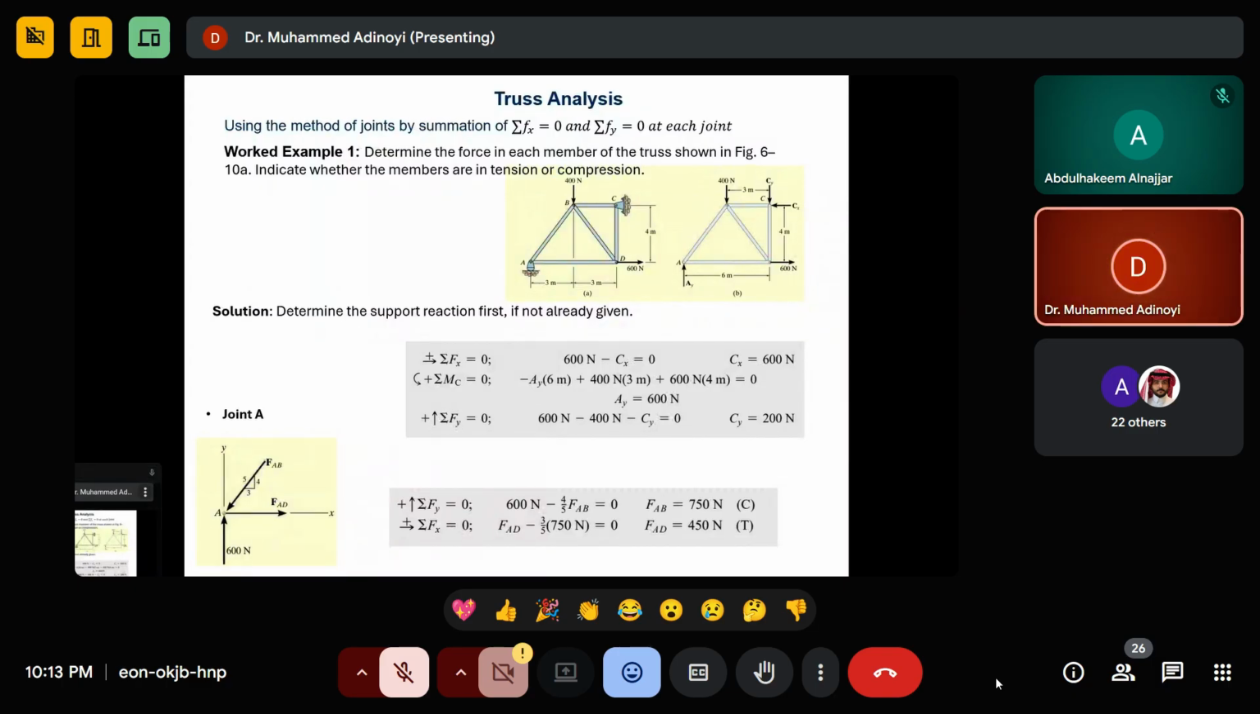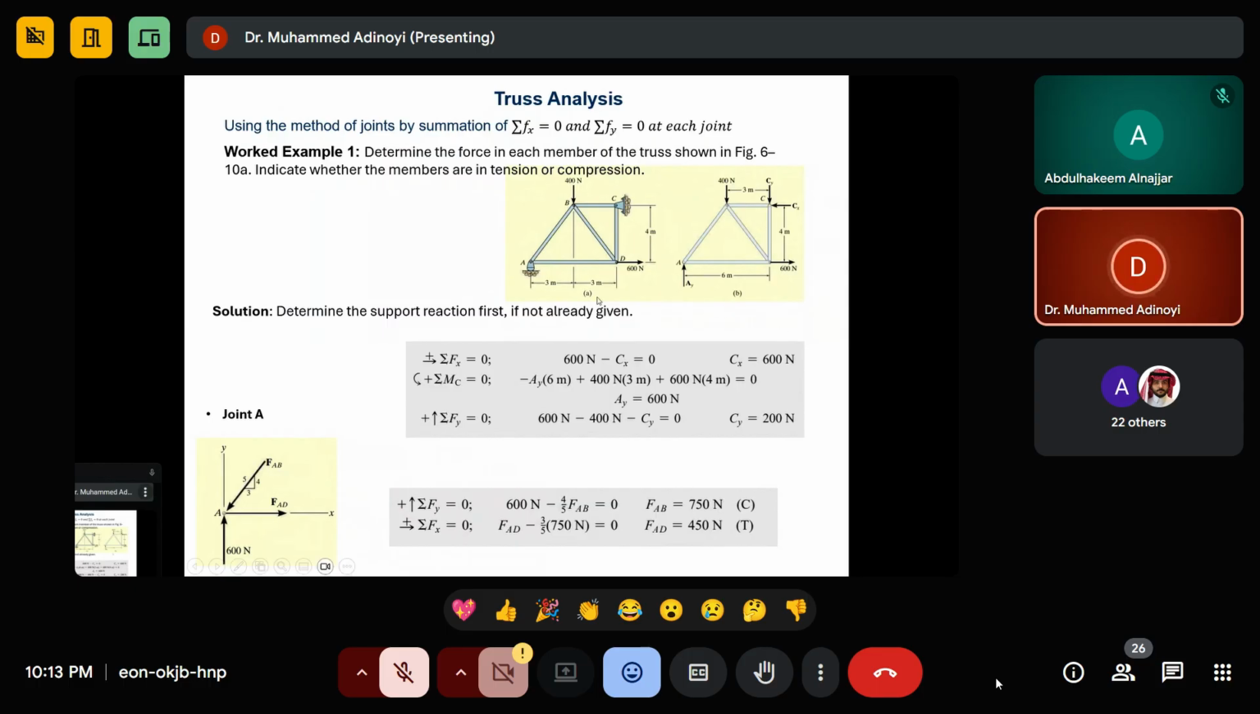You see, the basic thing is just choose. You can choose it to be tension, no problem. Choose all of them to be tension. Then, if your answer is positive, it means the direction you chose is right. But if it is negative, it means it should have been the other direction. So better we assume all the joint reactions. Even if you assume all of them, you have to apply logic.